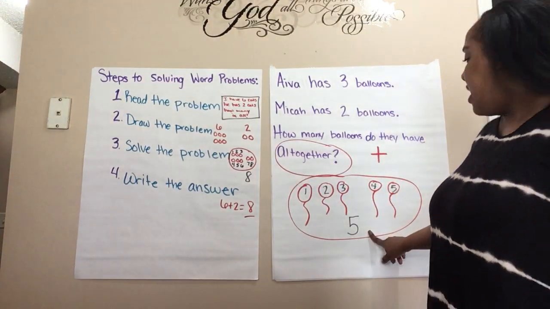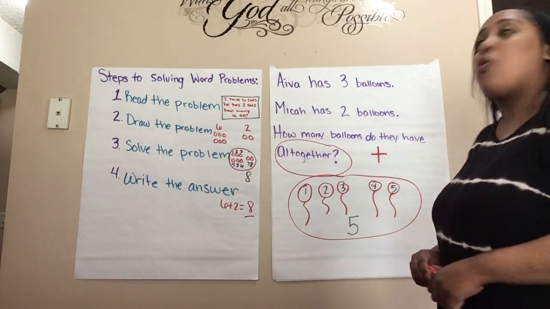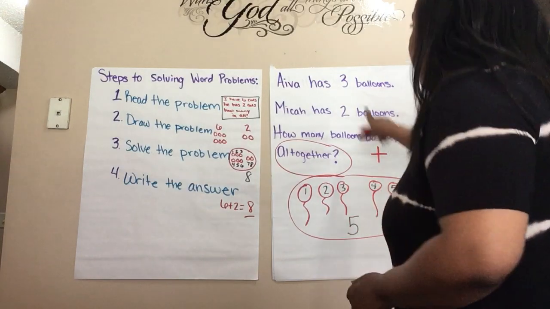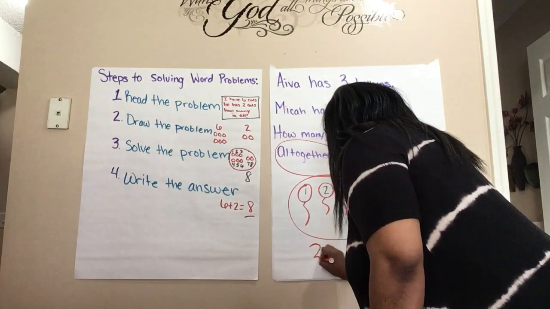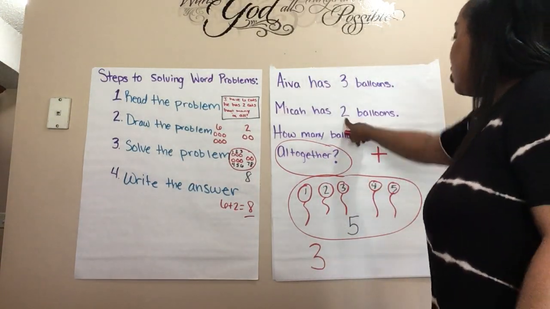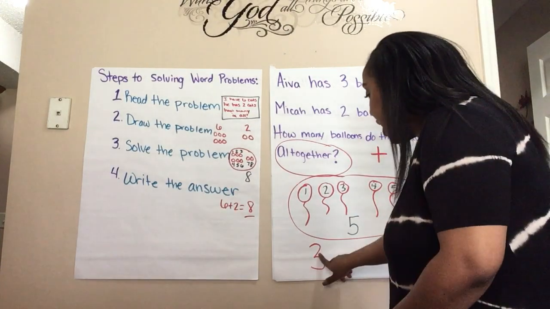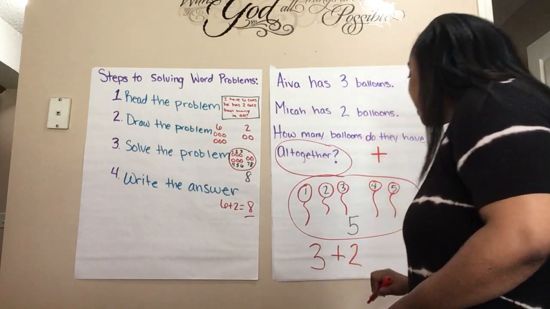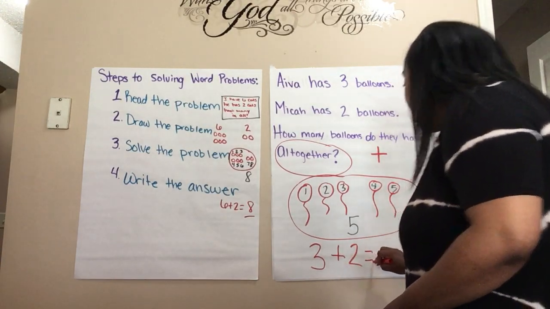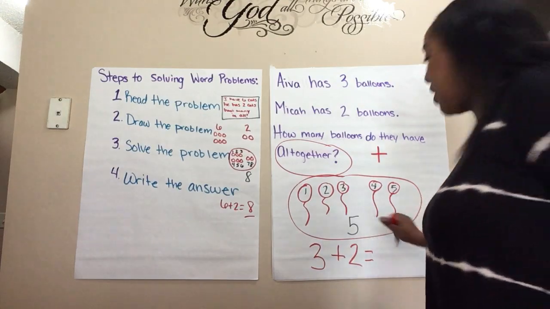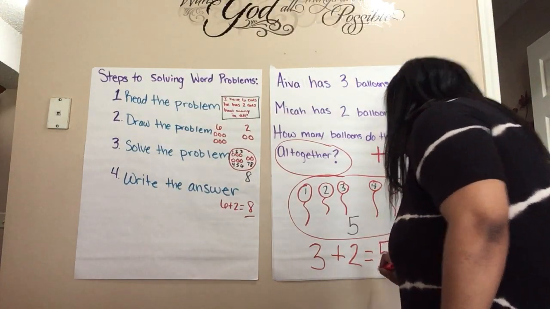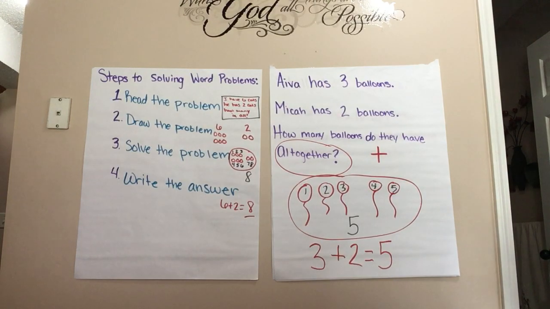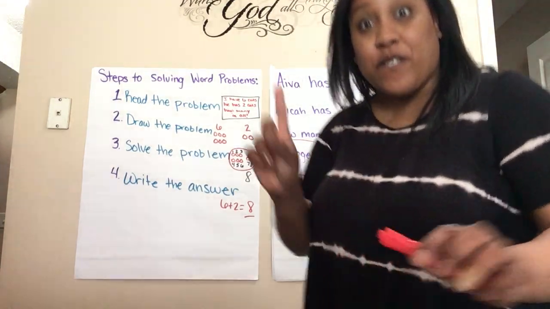5 balloons. Now, how can I make this into an equation, our number sentence? Ava has 3 balloons, so 3. Micah has 2 balloons. We added Ava's 3 balloons to Micah's 2, so 3 plus 2 equals, and our answer is 5. You can write that on your paper. 3 plus 2 equals 5. All right, good job. That was our first problem.